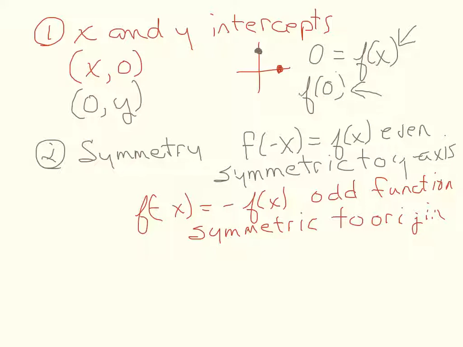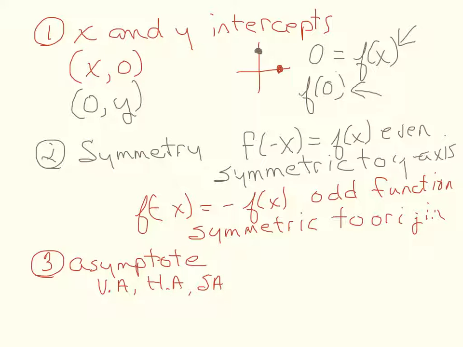Okay, another thing that we want to consider when we are graphing is asymptotes, both vertical, horizontal, or slant. You will not have both a horizontal and slant. You would have one or the other. You might have a vertical asymptote, a horizontal asymptote, or a slant asymptote. We also want to consider where the function is increasing, where it's decreasing, and where we have extrema.